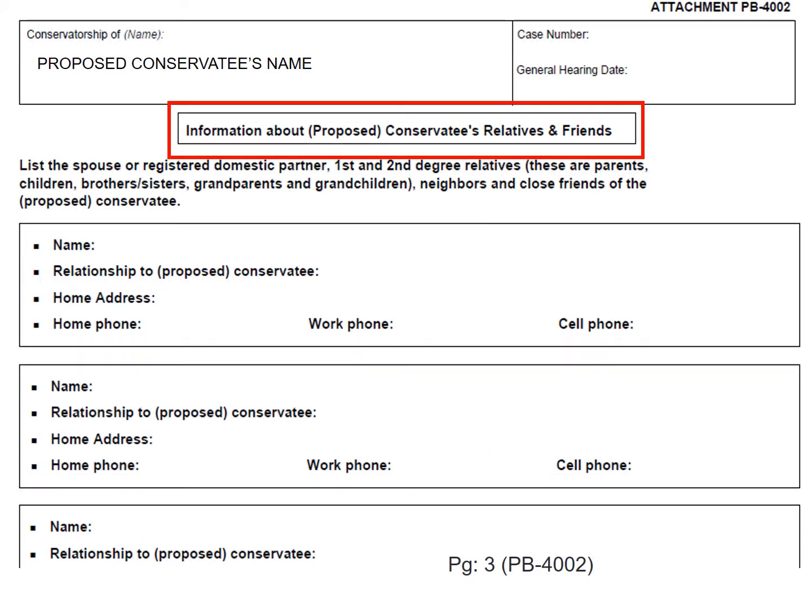On pages 3 and 4 of Form PB-4002, you will write in the names and contact information of the conservatee's first and second degree relatives. You can also identify any neighbors or close friends of the conservatee who you think would be good references.